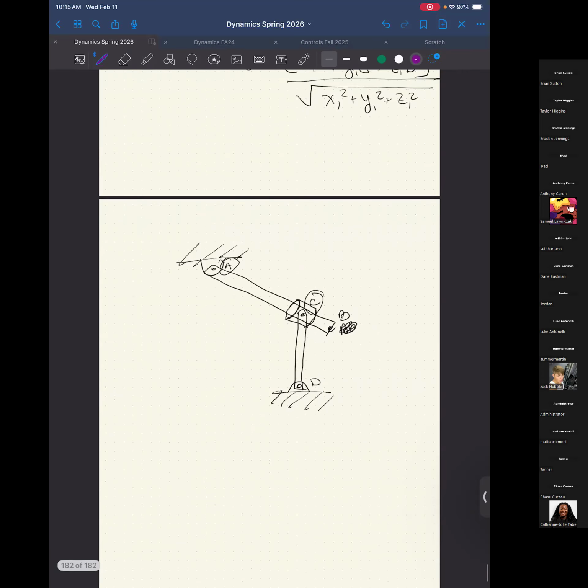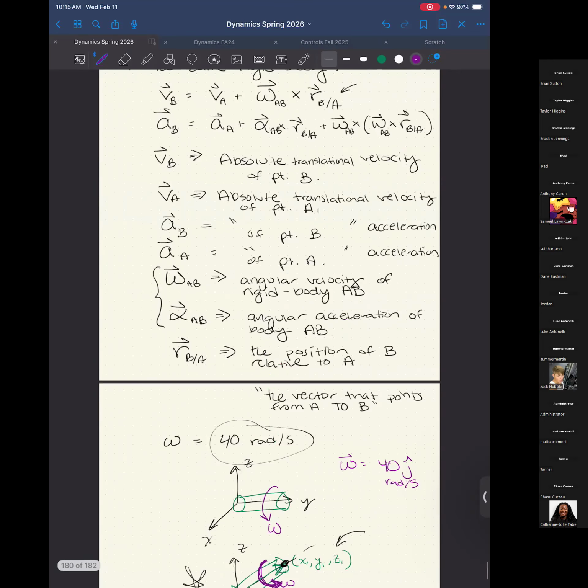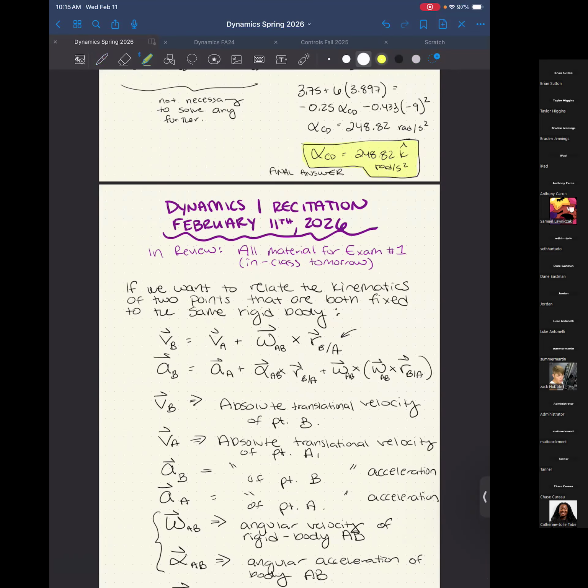Okay. The answer here is no. The reason is because of this particular word. Tell me why you cannot use those. Point C is not fixed to the same rigid body that A is on. So we're going to cover this after exam 1. Those equations with the big omegas, don't worry about it.